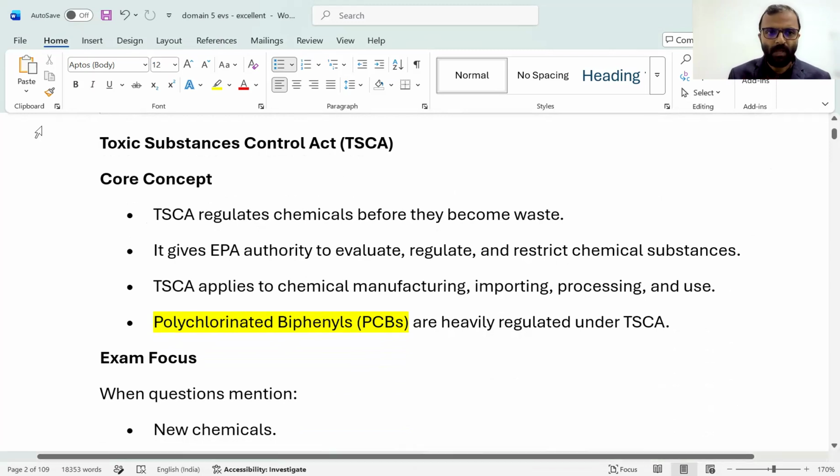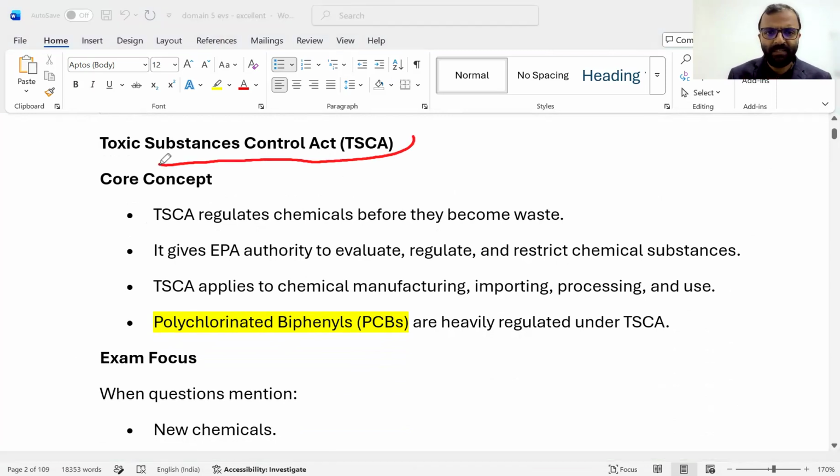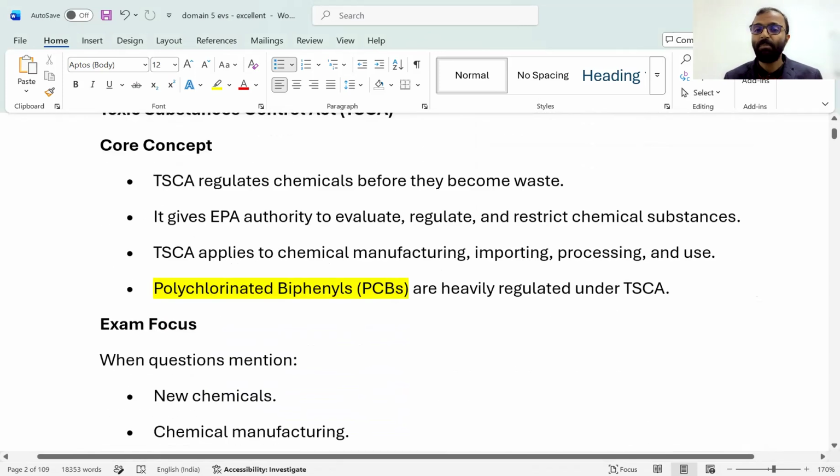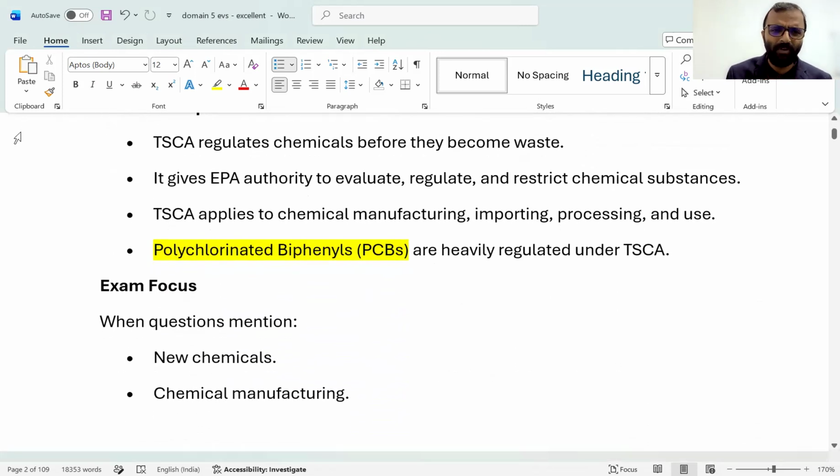Okay. Now Toxic Substance Control Act, TSCA. See, Toxic Substance Control Act regulates chemicals before they become waste. So this is toxic substance. What is RCRA? That is waste, which is active waste management. CERCLA, contaminated site. But what does TSCA mean? Very, very important keywords.